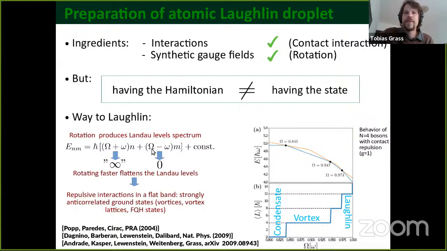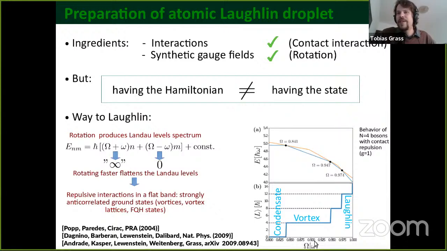And then if we want to make the Landau level flat, we have to make this term disappear. So we have to rotate so fast that the capital omega, the rotation frequency, compensates this small omega, which is the trapping frequency. And then if we achieve this flatness of the Landau level, then any small repulsive interaction will lead to anticorrelations. It will produce vortices in the first place, but later on vortex lattices, and finally fractional quantum Hall liquids. And that is illustrated here in this figure for four bosons.